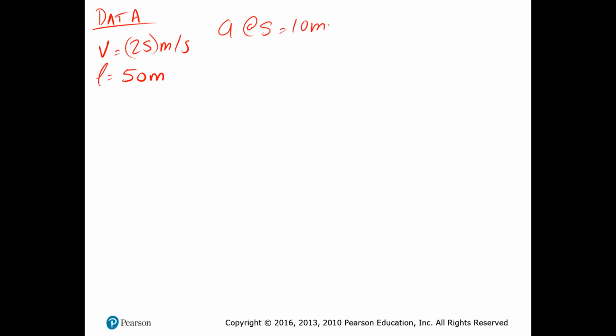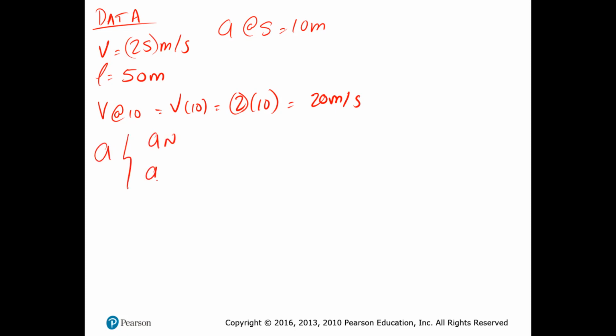It's very simple. We're going to calculate the velocity at 10, and that's v10. It's no more than multiplying this by 10, obviously, and this is 20 meters per second. So now I have to remember that I have to calculate the normal acceleration and the tangential acceleration. The normal acceleration, we already have the formula, which is v squared divided by rho, and the tangential is the derivative, or the change dv/dt.